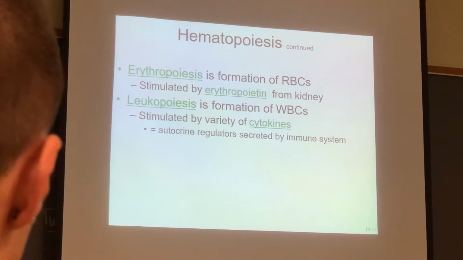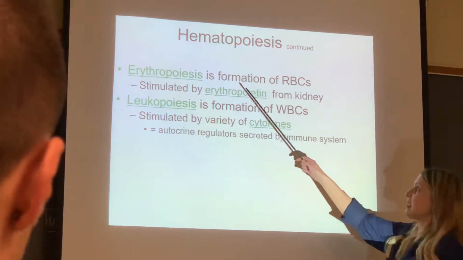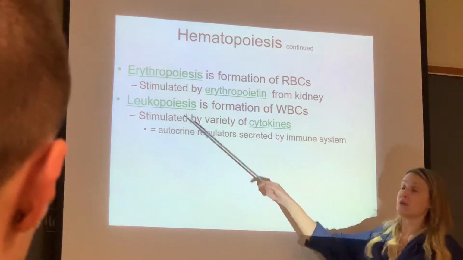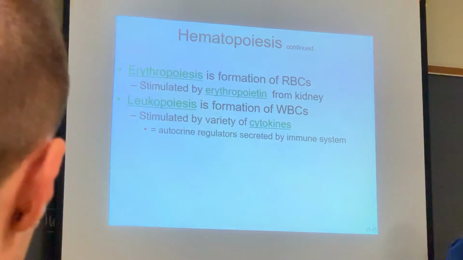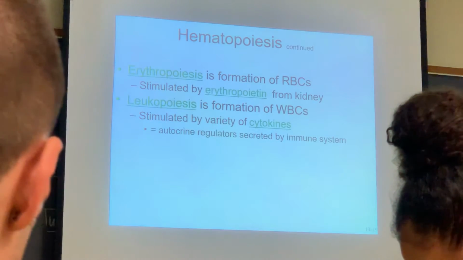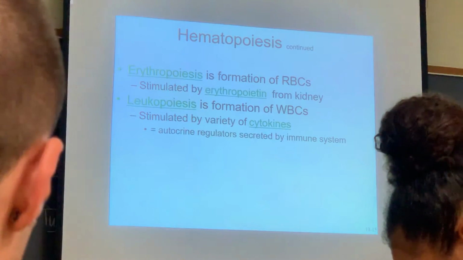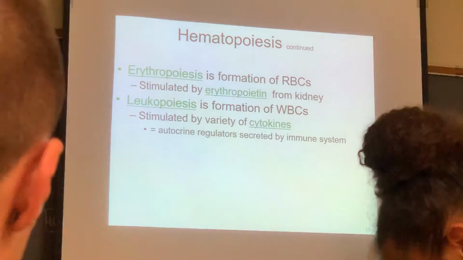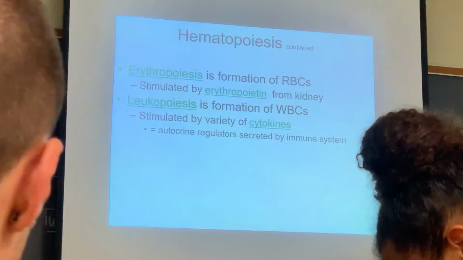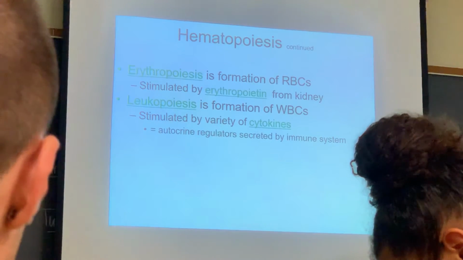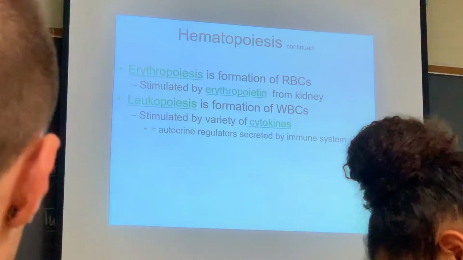Okay, so hematopoiesis, we have two specific types of blood cell production. We have erythropoiesis and leukopoiesis. Of course, erythropoiesis is specifically the production of the red blood cells, and leukopoiesis the production of the white blood cells. Erythropoiesis is stimulated by EPO, like we talked about in class on Tuesday. EPO is released from the kidney, goes to the red bone marrow, and causes the myeloid tissue to generate more red blood cells. Why do we release EPO?